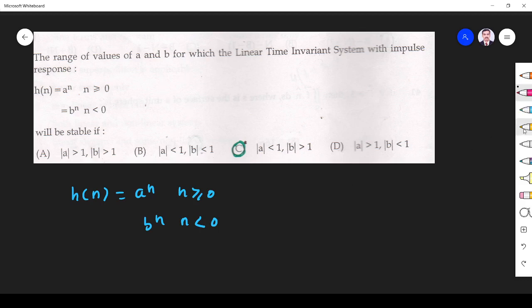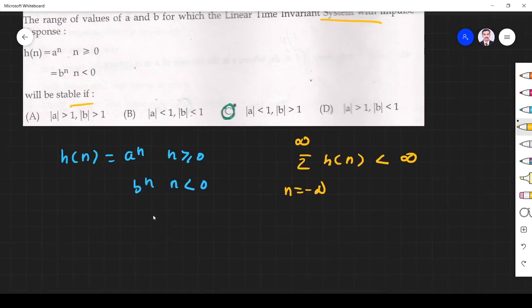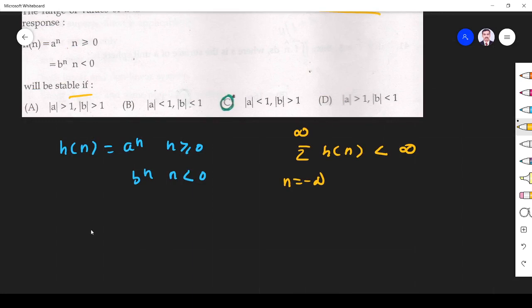An LTI system is stable when the impulse response is absolutely summable. Absolutely summable means you must be able to sum the impulse response. This is the condition for an LTI system to be stable. So for case 1, n varies from 0 to infinity, and h[n] is a^n. For the sum to be finite, a must be less than 1 only.